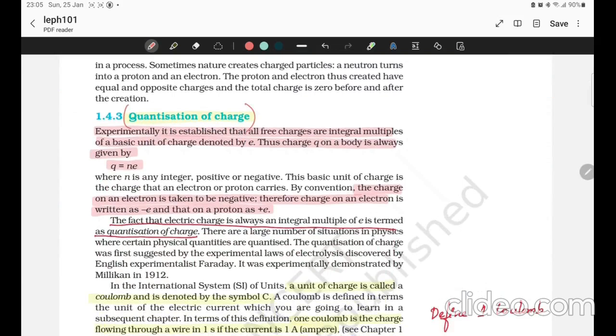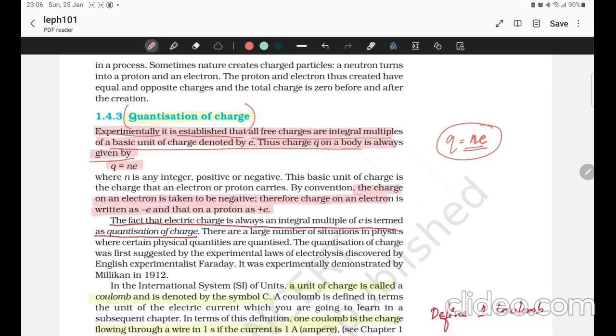For that you have to write this statement. All free charges are integral multiples of a basic unit charge denoted by e. So we have a basic charge, that is e, and all the free charges are an integral multiple. This n is an integer and e is the electron charge. So Q is equal to ne, that is the quantization of charge, which means charge is quantized. It can be represented in the form of ne, which is the integral multiple of e.